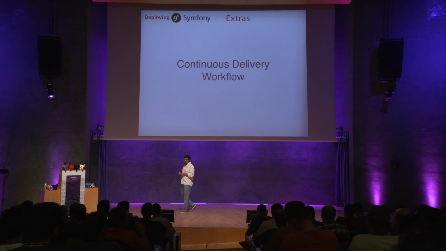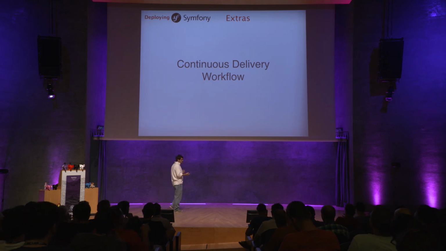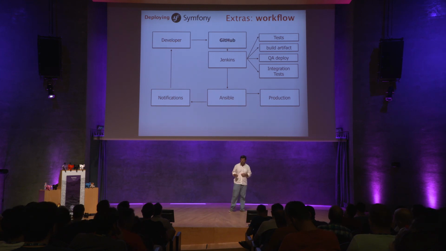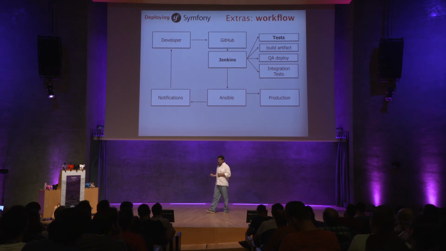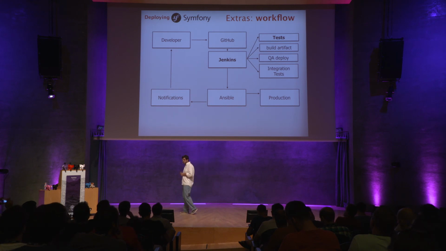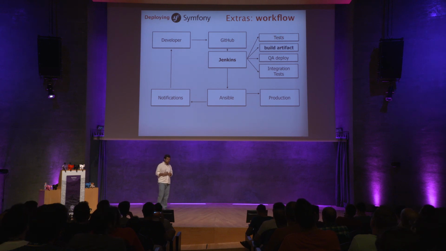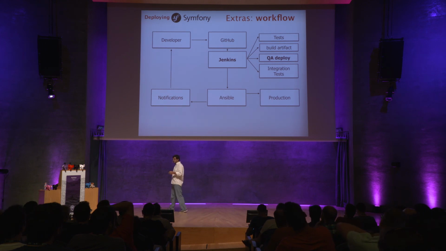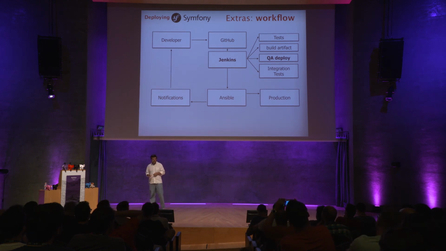And finally, I want to share a workflow that you should try to achieve. Basically, as a developer, you push changes to GitHub, for example. Then GitHub notifies Jenkins that there is a new version, a new push. And Jenkins is going to run your tests. It is going to create a tar file of your site or your application. Then it's going to deploy this application to QA servers so people can test and do integration testing, functional testing, etc.